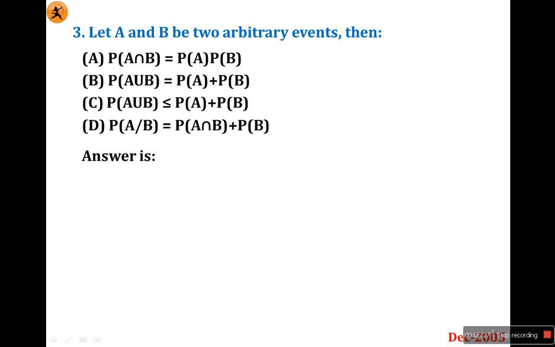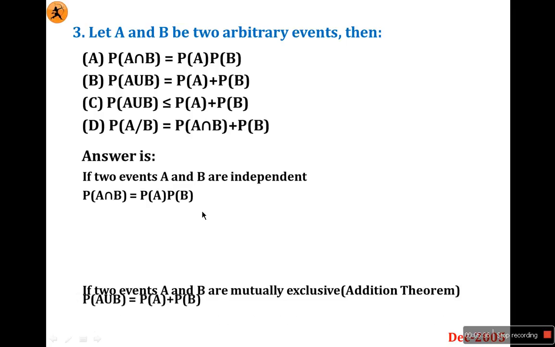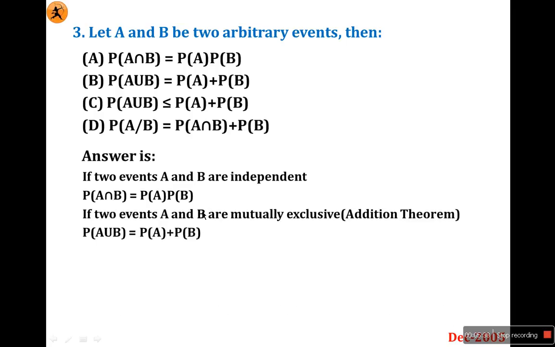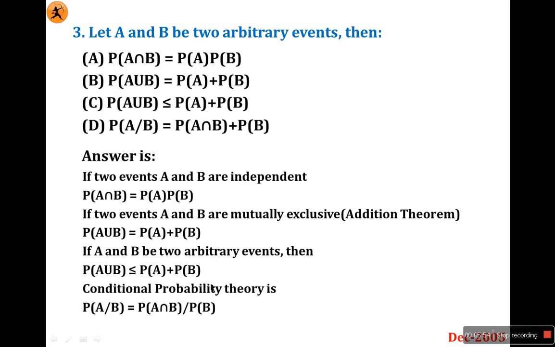Look at the first one: if two events A and B are independent, then probability of A intersection B is equal to probability of A times probability of B. The second one: if two events A and B are mutually exclusive, meaning the additive theorem, then probability of A union B is equal to probability of A plus probability of B. If A and B are two arbitrary events, then probability of A union B is less than or equal to probability of A plus probability of B.